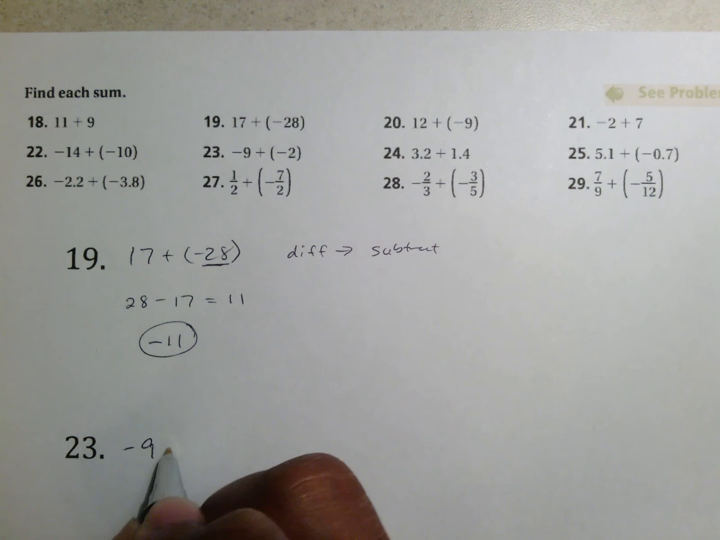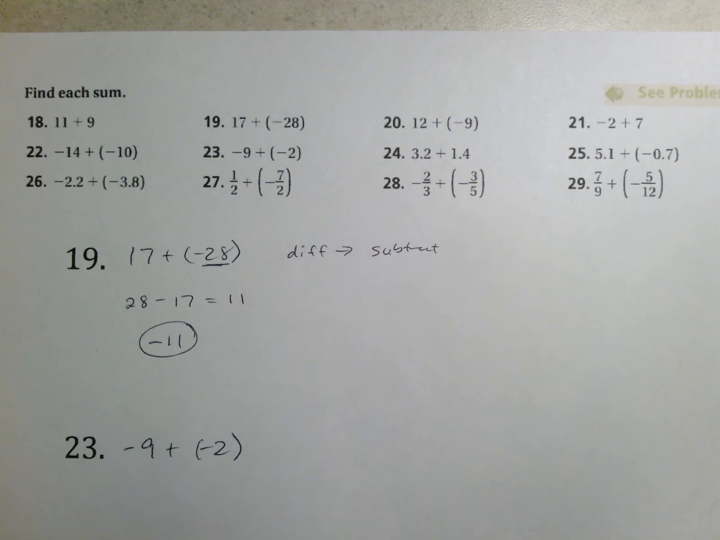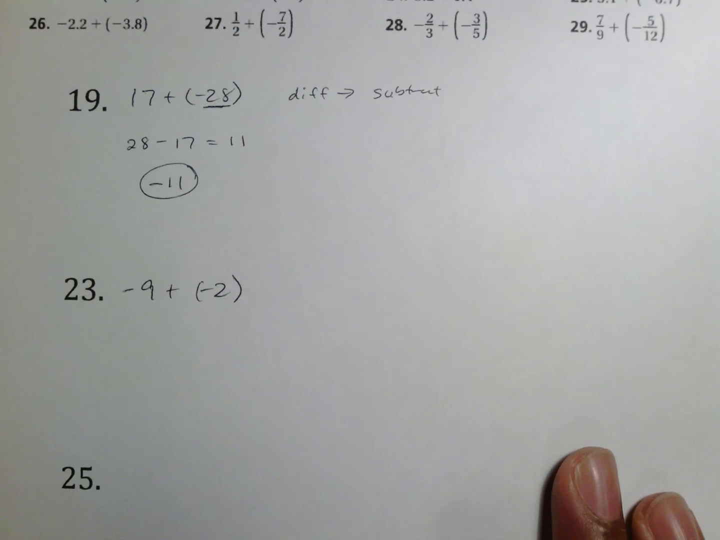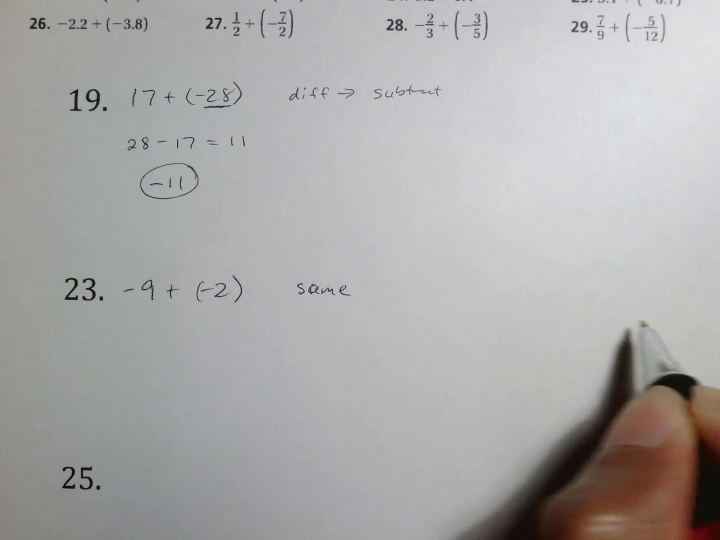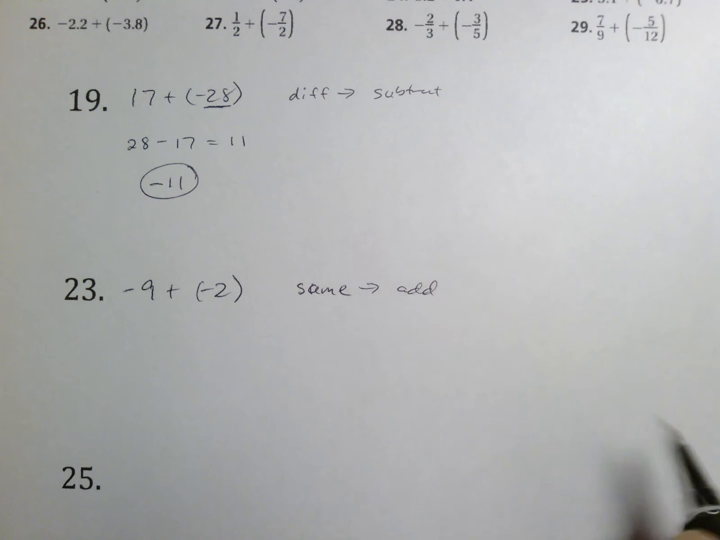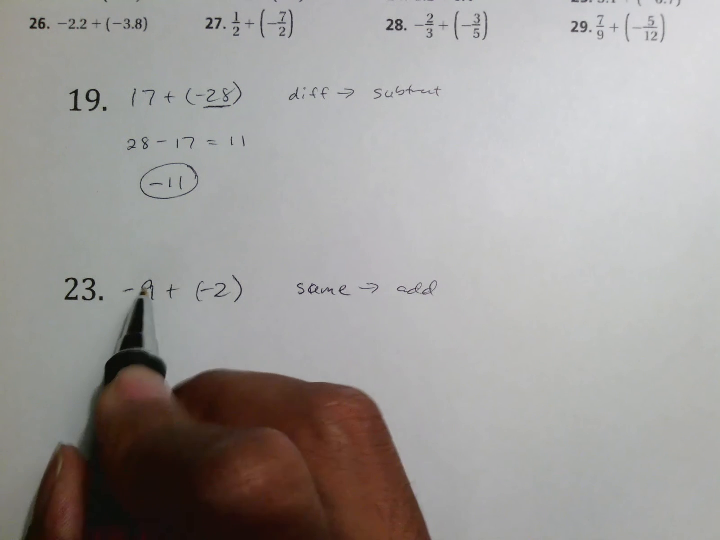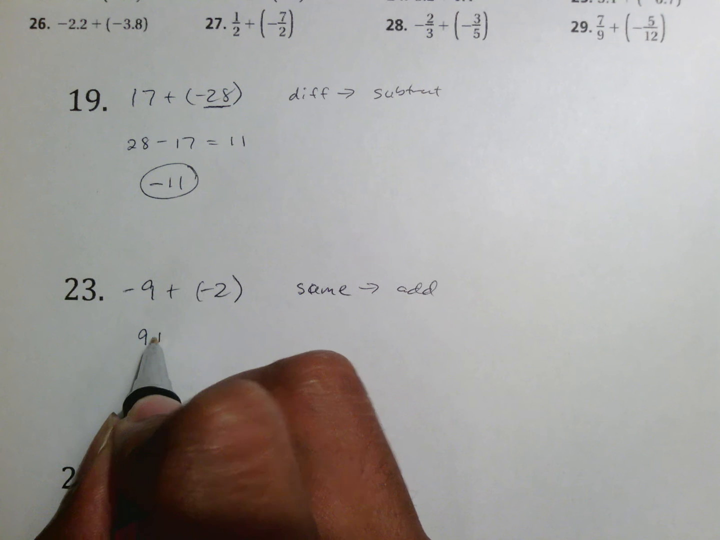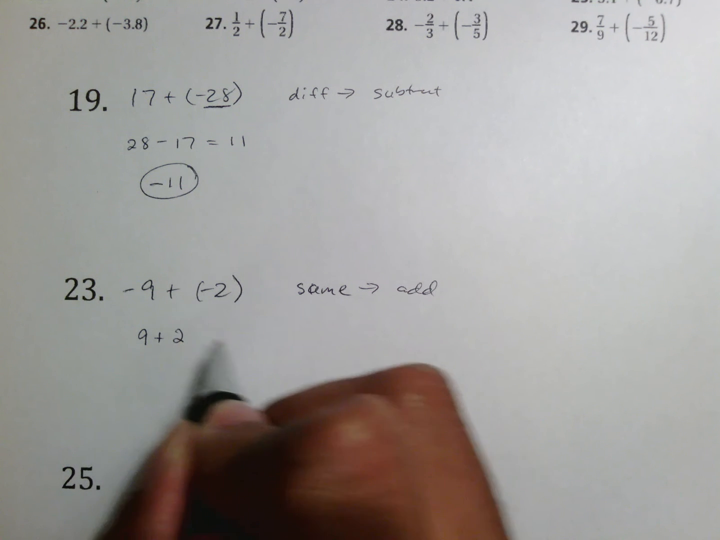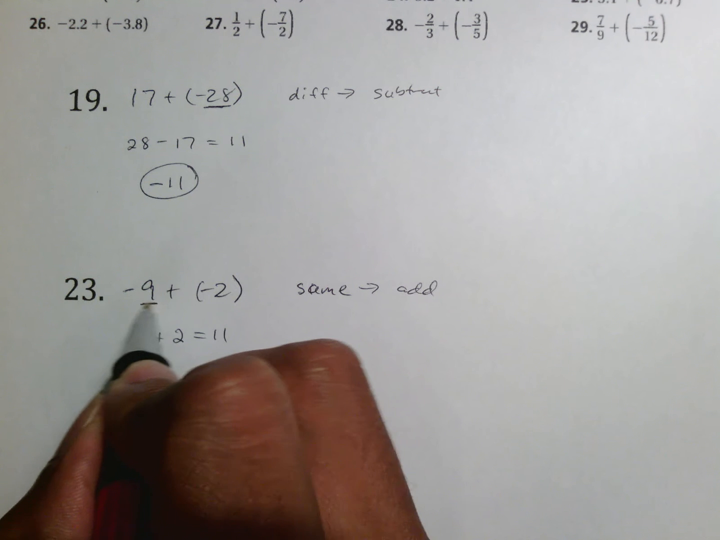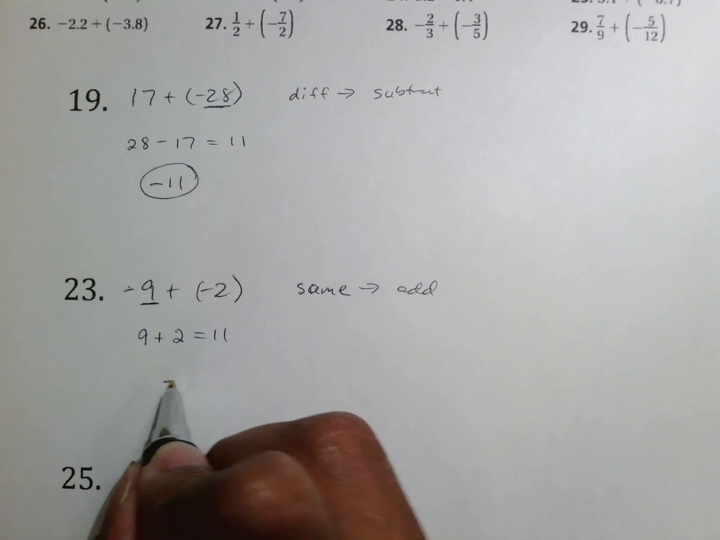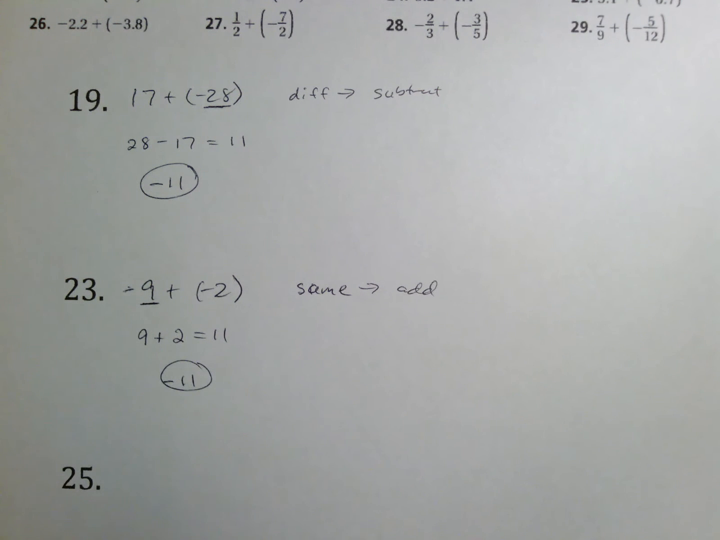Number 23 gives me -9 plus -2. First thing we want to do is look and recognize the signs are the same. This means that we add them up. So we're going to take -9, which is 9 steps from 0, plus -2, which is 2 steps from 0, giving us 11. Then you go back, say the bigger number in the problem is negative, and so my answer is -11.